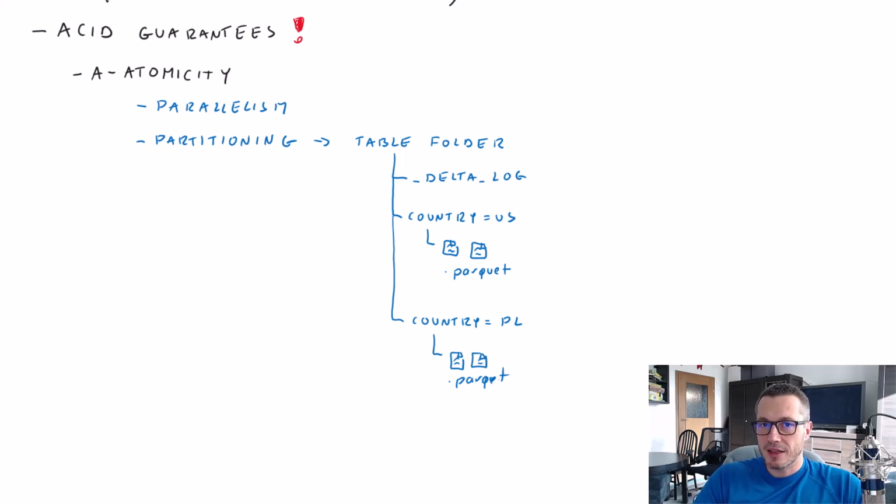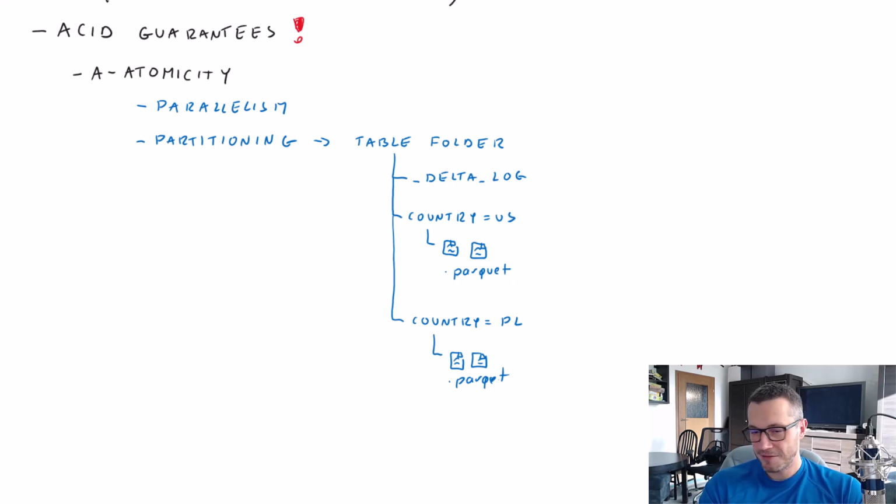In case of Delta Lake, this can't happen because we've got this atomicity guarantee. So basically it works like this: changes to our Parquet files, to our data files, are made, but only after all changes have been written, only then a new commit is written to the transaction log.